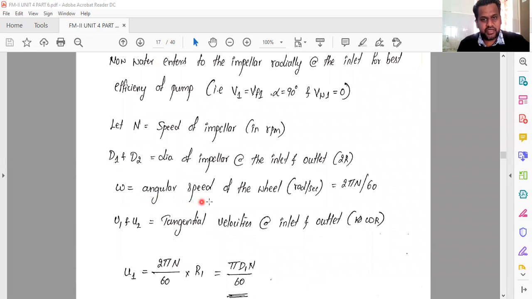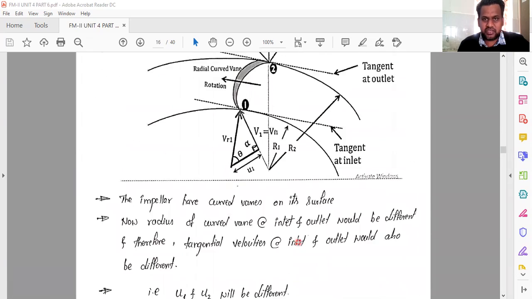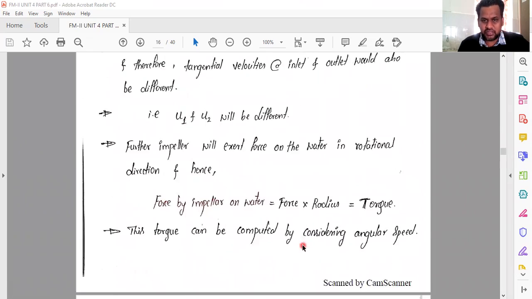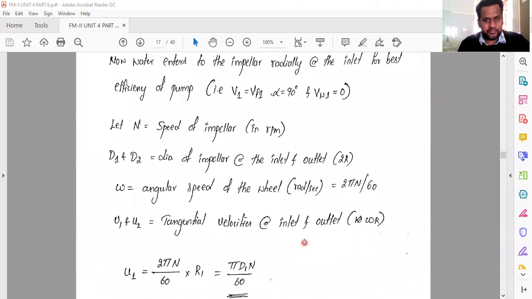Omega is the angular speed, that is radian per second, and that omega can be calculated using 2 pi N by 60, where N is the speed of the impeller. Okay. Then U1 and U2 are the tangential velocities at inlet and outlet. All these things are written in this diagram, U1, U2, all these things. Okay.